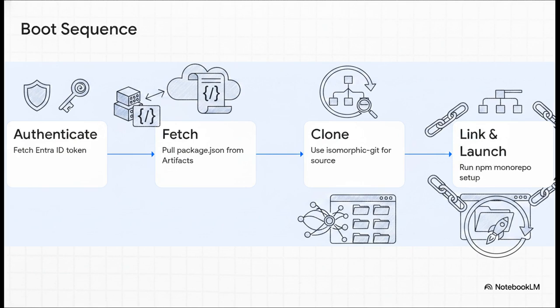It boots the web container, authenticates using that Entra ID token we cached earlier, and fetches the root package.json from your targeted Azure artifact. But wait, it doesn't stop there. It actually scans those dependencies, hits the Azure DevOps Get Repositories API to find the source code, and uses isomorphic-git, running entirely inside the browser, to dynamically clone those repos. Finally, it rewrites the root package to create a workspace and links them all into a unified NPM monorepo. It literally builds an entire multi-repository workspace on the fly.